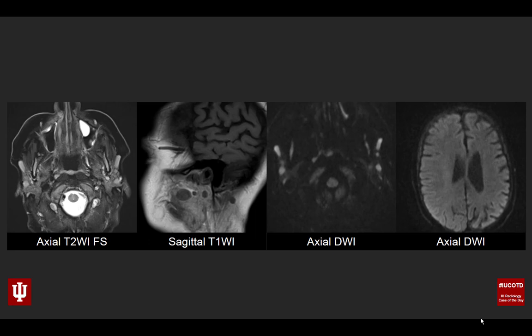So I've got 4 images for you to look at. The image on the left is an axial T2 weighted image with fat saturation. The second image from the left is a sagittal T1 weighted image. The third image over is an axial diffusion weighted image, and the fourth image, on the right, is also an axial diffusion weighted image. These are trace diffusion sequences. Take a look at these images and try to figure out what you think might be going on here.